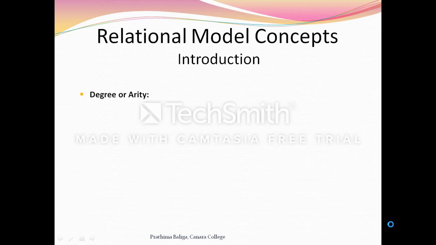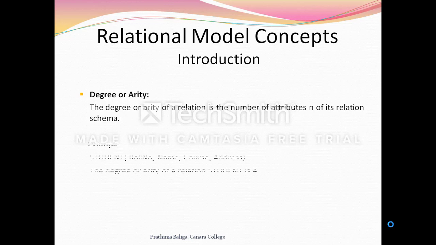The next term that we have to study is the degree of a relation. It is also called the arity. This is the number of attributes in a relation schema of a relation. If we consider the student relation, its degree or arity is 4, as in this relation schema there are 4 attributes.